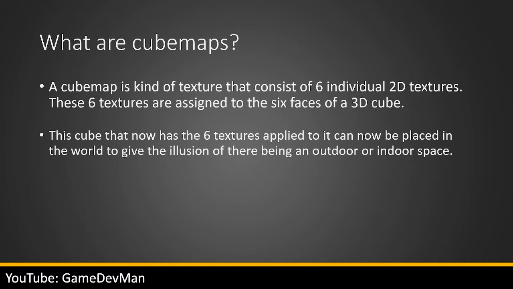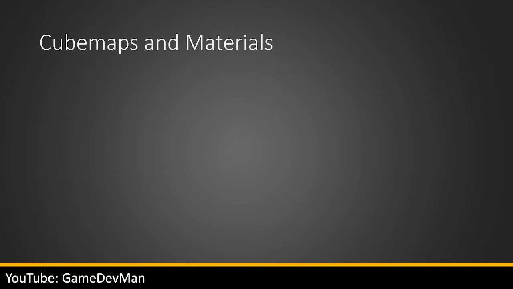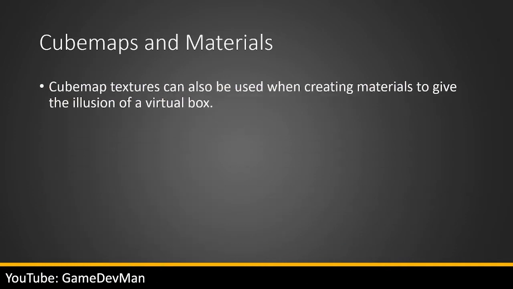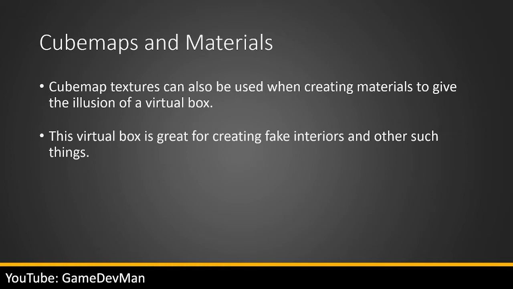That cube then, when placed in the world, gives the appearance that there is a larger outdoor space or perhaps an interior space. But not only that, we can use cube maps in materials. When we use cube maps in materials, we can give the illusion that there is a virtual cube when in actual fact there isn't. And when we do that, we can create things like interiors. So if you've ever seen some games where you go up to a building and it looks as if there are interiors in the building, in actual fact there isn't. It's most likely that it's just a cube map.